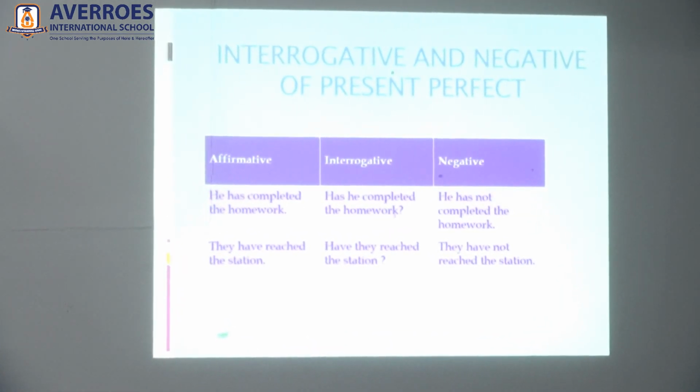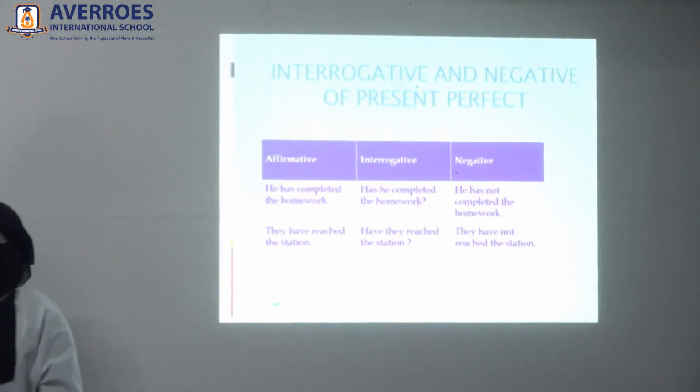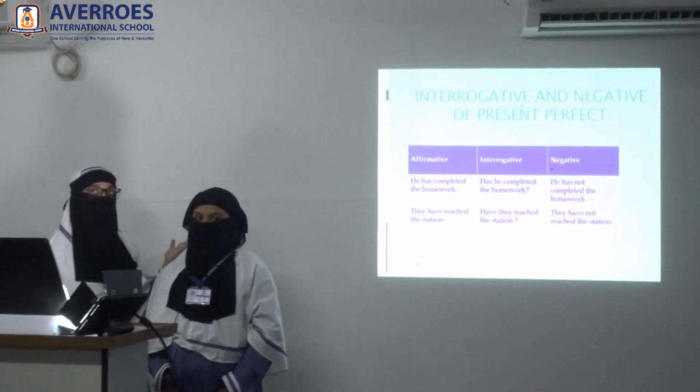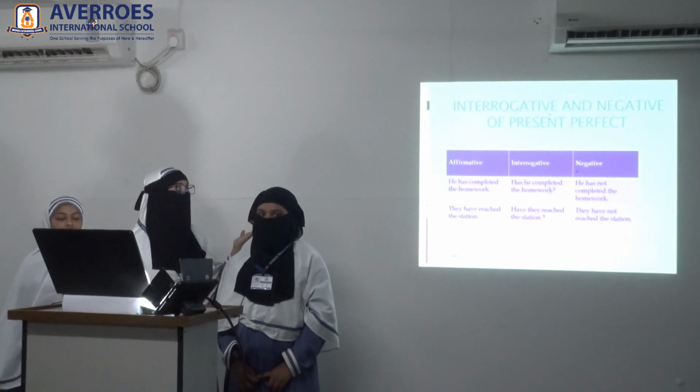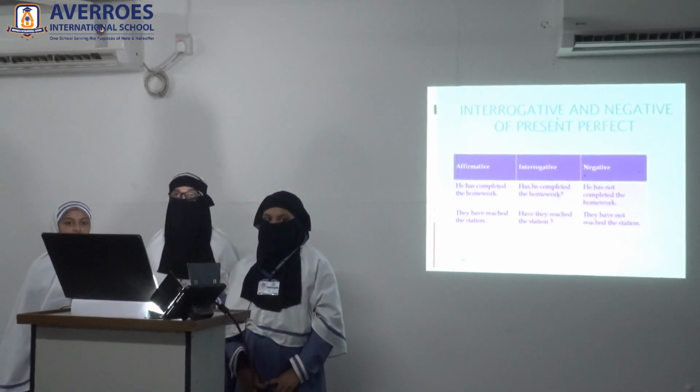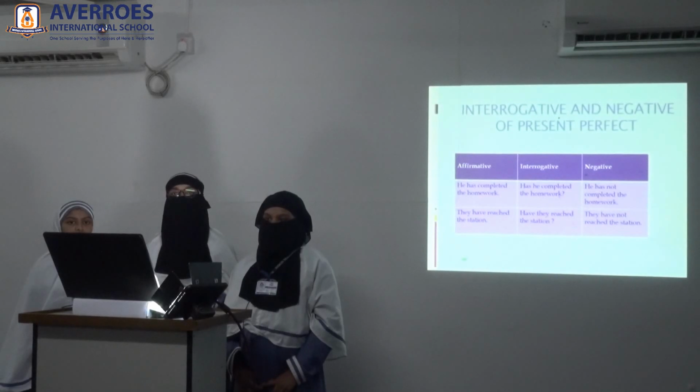The second one, affirmative. They have reached this station. The interrogative form will be, have they reached this station? The negative form will be, they have not reached this station. It was all about present perfect.